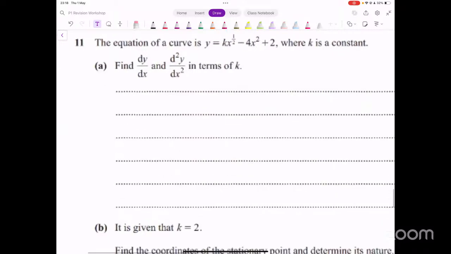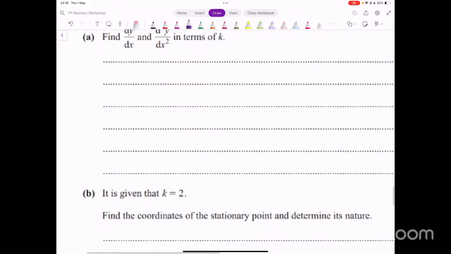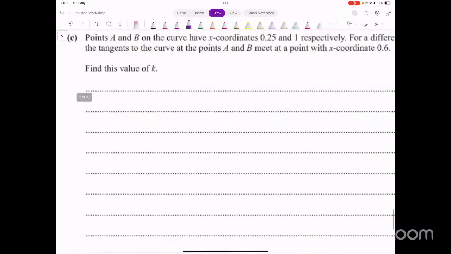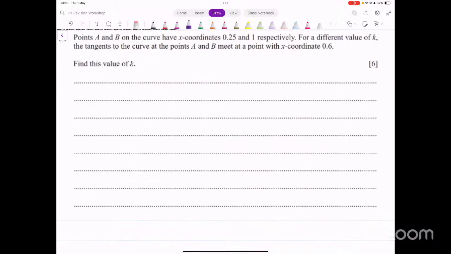Okay, let's look at this. The equation of a curve is this. You have found dy over dx, and then it's given that k is equal to 2. Find the coordinates of the point. Okay, you're done with that as well. Part C is what you're asking about. Points A and B on the curve have these x coordinates. For a different value of k, the tangents to the curve at points A and B meet at a point where the x coordinate is 0.6. Find this value of k.